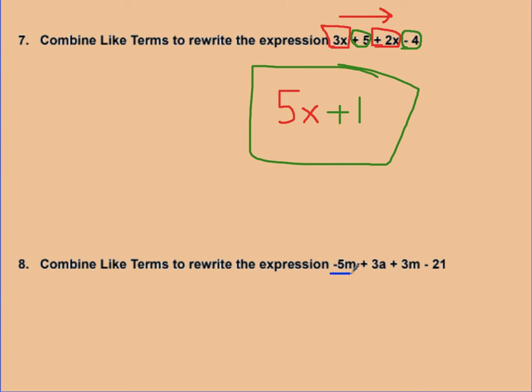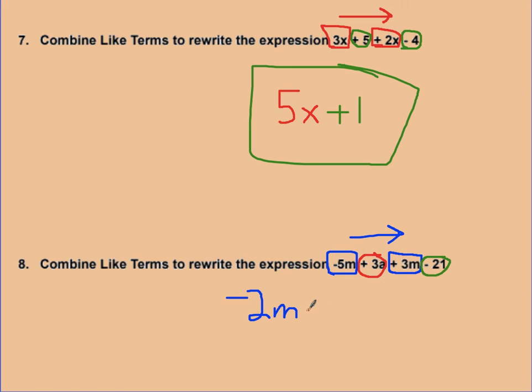So we have a negative 5m. Look, I'm using the same color for the same variable here, and a 3m. All right, I also have a 3a, and that has a positive sign next to it, so it's a positive 3a. And I have a minus 21. So again, we'll go left to right. Negative 5 plus 3, we get a negative 2m.